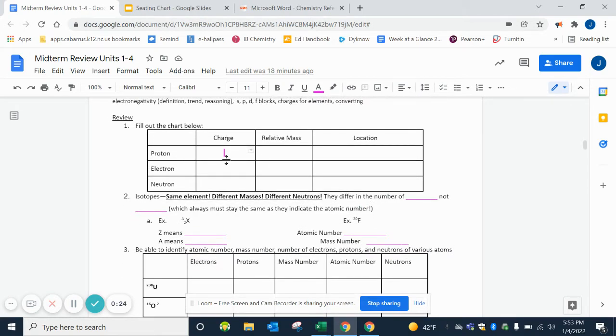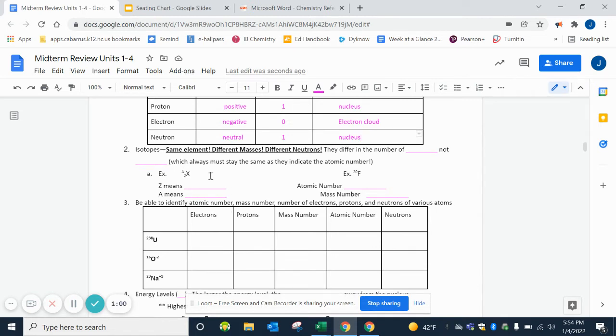If we go into the review, a proton is positive, has a relative mass of 1, and is found in the nucleus. The electron is negative, has a relative mass of 0, and is found in the electron cloud. The neutron is neutral, has a mass of 1, and is found in the nucleus. So only things in the nucleus have mass; the nucleus contains most of the mass of the atom.